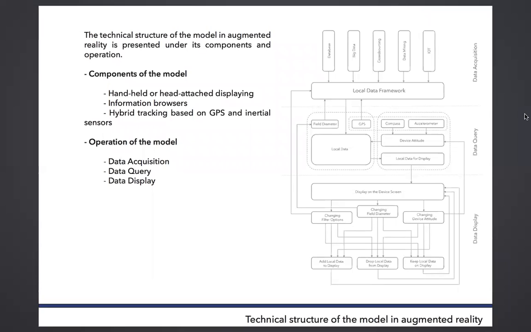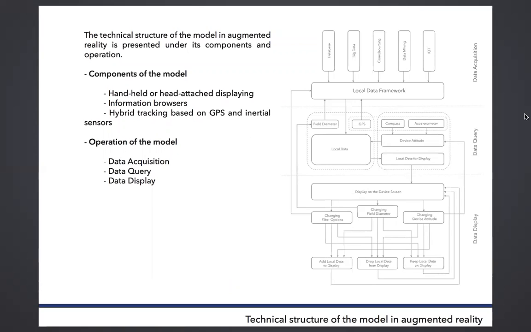In the determination of the model components, studies related to structures of location-based augmented reality systems are taken into consideration. The current devices on location-based augmented reality use handheld or head-attached displaying. Handheld displays come to the forefront with widespread access, while head-attached displays provide a natural platform with hands-free working environments. For introducing the model, handheld displays are used because of being widely available, ranging from smartphones to tablets.